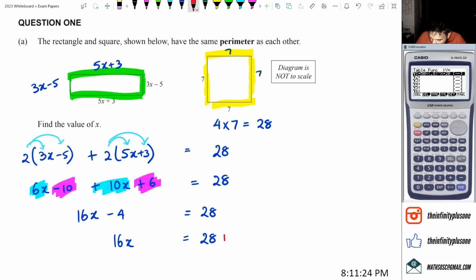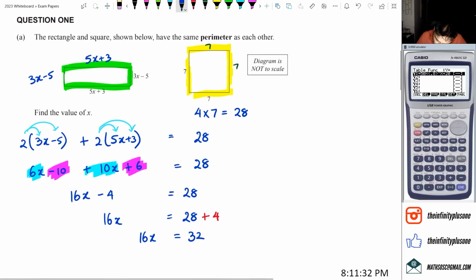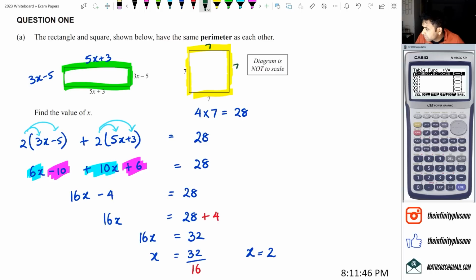The minus 4, when it comes to the right hand side, becomes plus 4. And we've got 16x is equal to 32. And then we can say that x is equal to 32 divided by 16, which means x is equal to 2. Now, this question is worth an achieved.